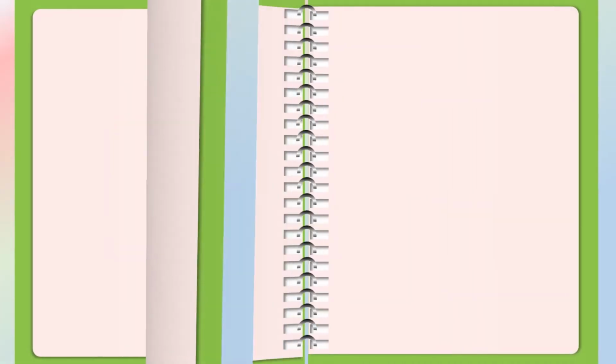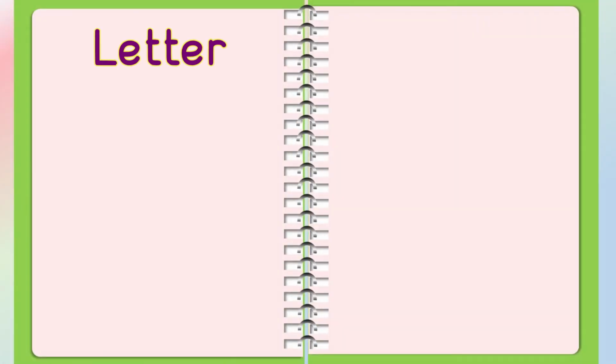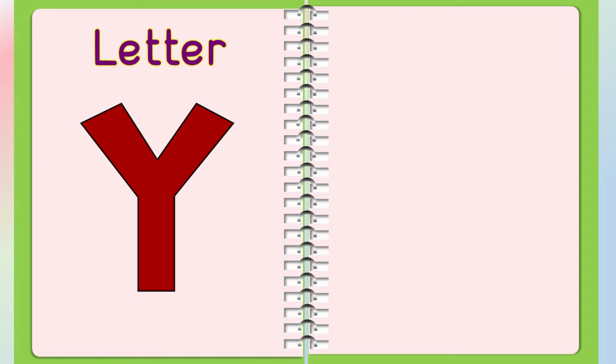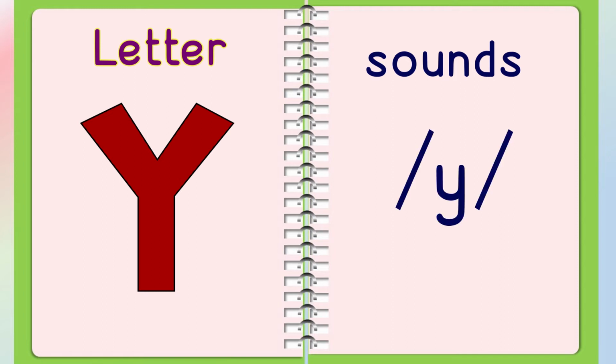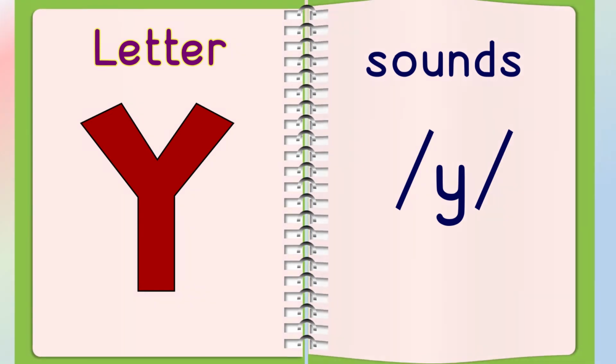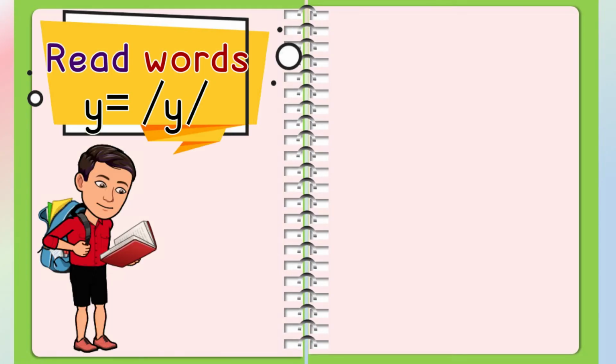Now, let's proceed to the next letter. The letter Y. Letter Y sounds like Y. Again, Y, Y, Y. Letter Y. Here are examples of words with letter Y as Y sound.